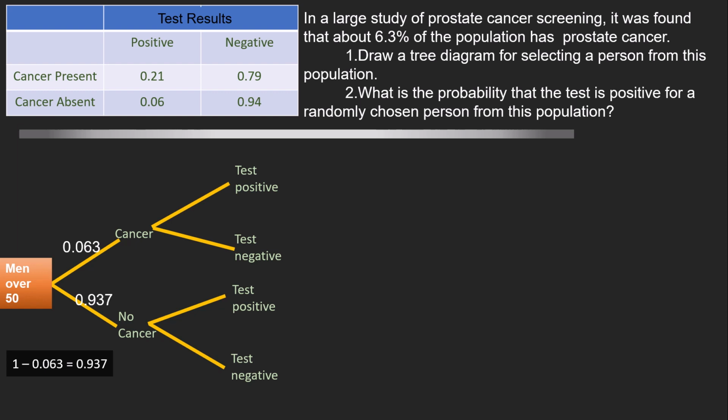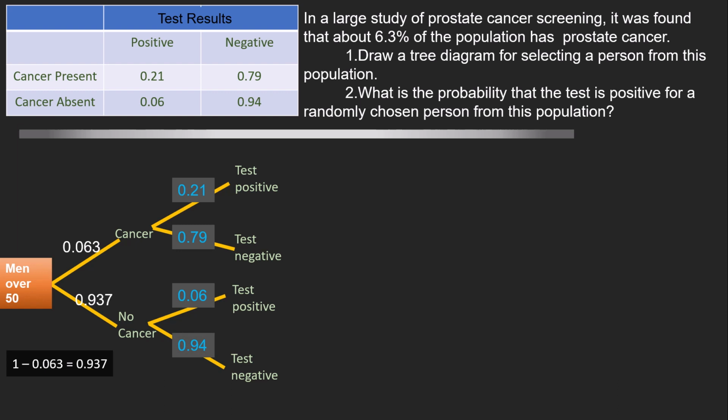First one, probability of test positive given cancer present. That is 0.21. What is the next conditional probability of test negative given cancer? It is 0.79. The total probability of these 2 branches must be 1. So go to the next. Probability of test positive given no cancer. The last one, probability of test negative given no cancer.